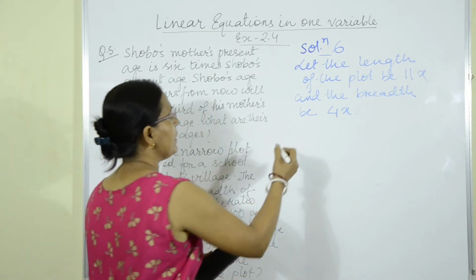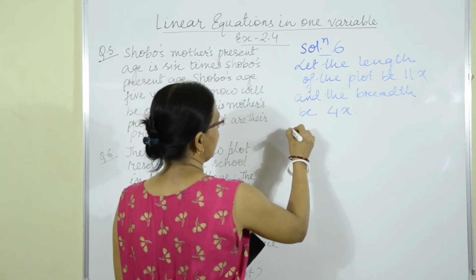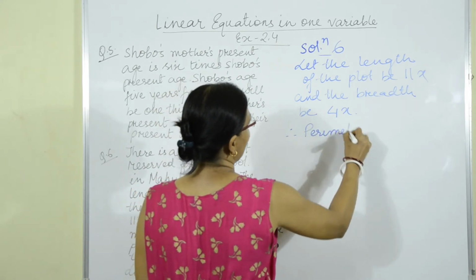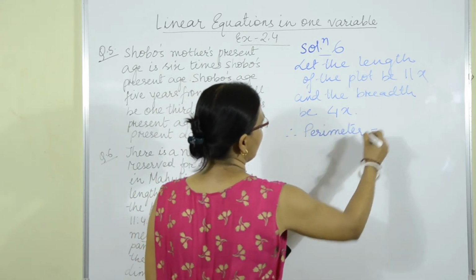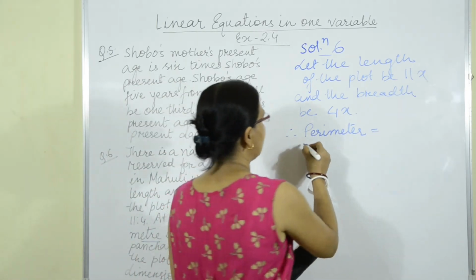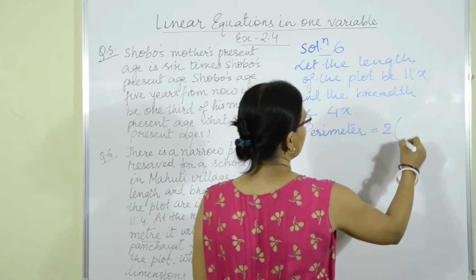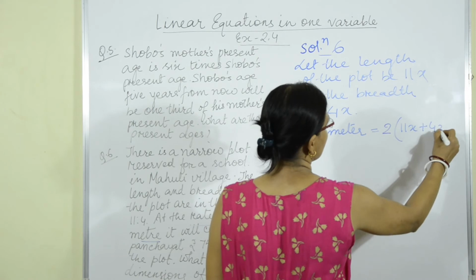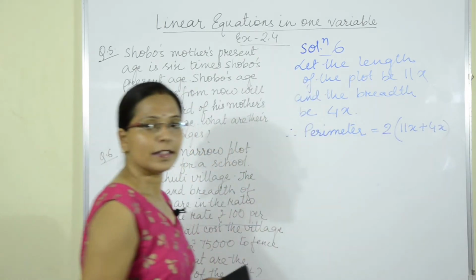Now, we can easily find the perimeter from the given. Therefore, perimeter as per the formula, what do we know? Perimeter of a rectangular plot is 2 into L plus B. So, 2 into 11x plus 4x, right, is it not?